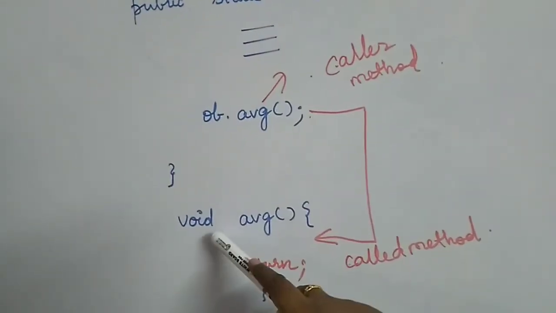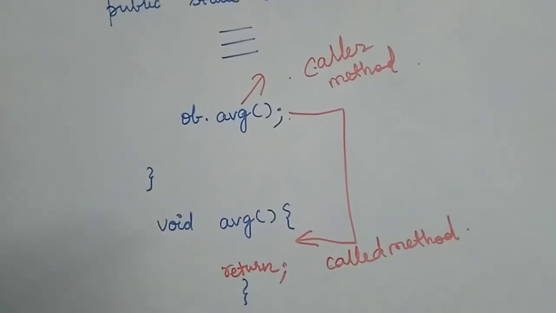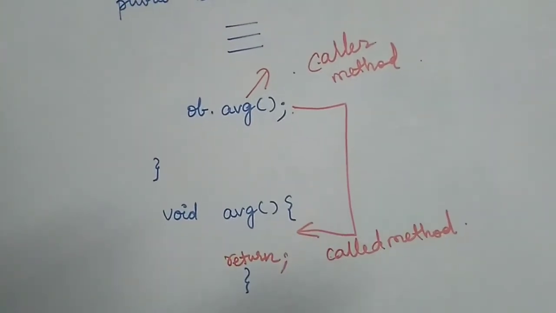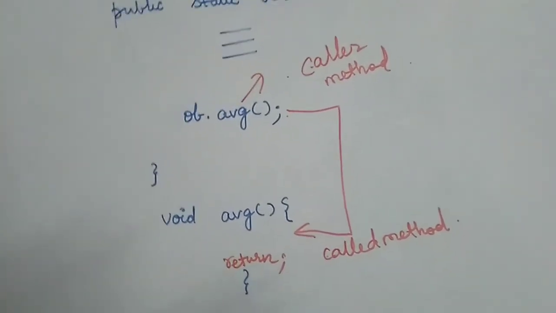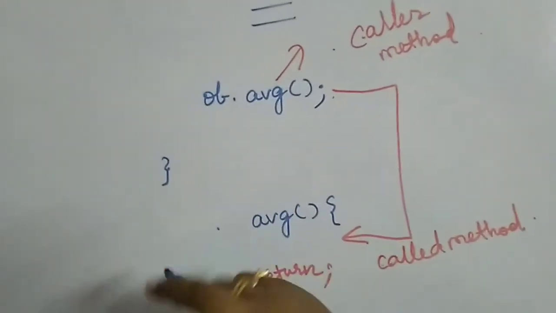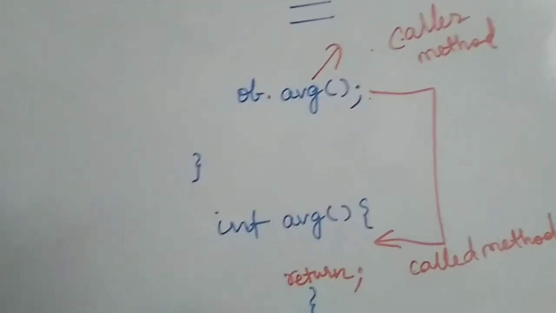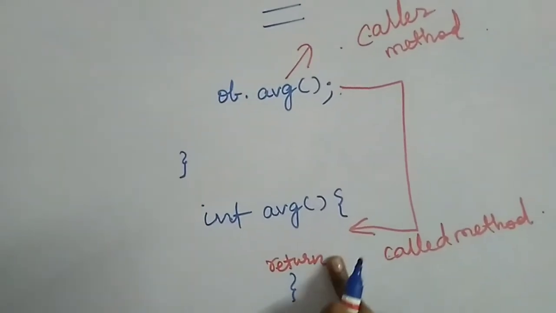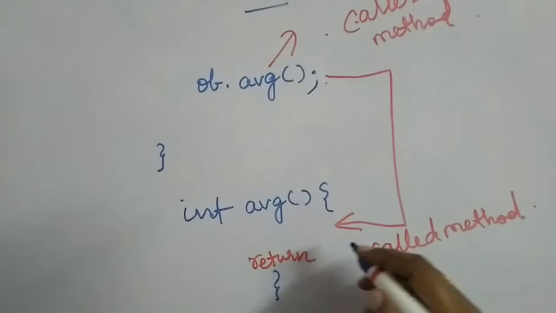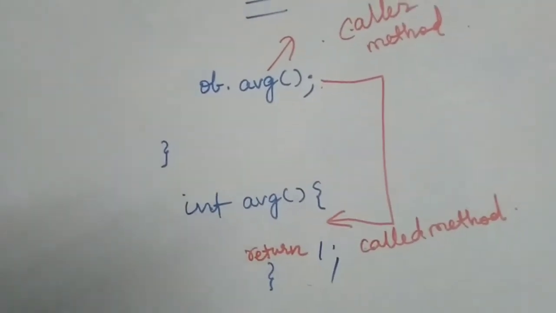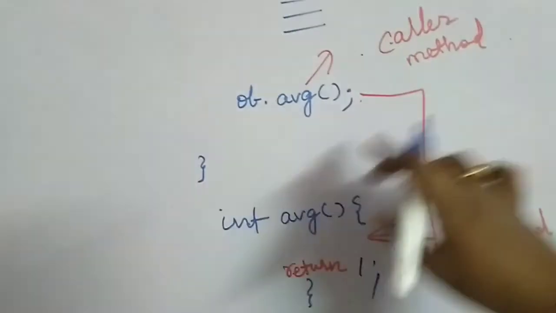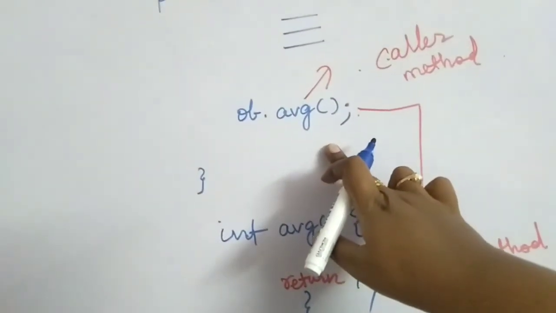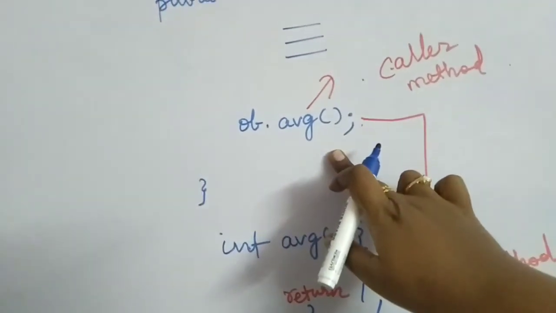If the return type is void, even if you write return or not, it's not a question, because it's void. So you needn't mention return explicitly. But if it is returning some integer or float or double or whatever, then you cannot ignore this return. It is mandatory that you return something. You have to say whether it is returning 1, 2 or whatever, and the caller method will be getting this value.